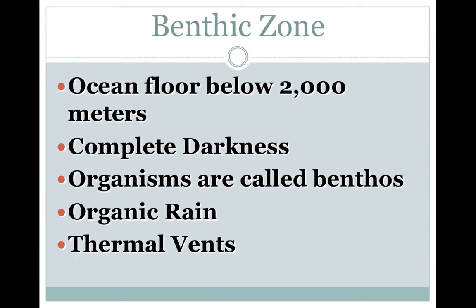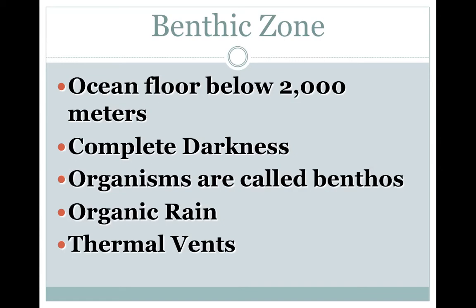And then finally, we have the benthic zone, or the abyssal plain. This is open ocean. This is below 2,000 meters. It's very dark down there, and the organisms that live there are called benthos organisms. You get your nutrients from two different sources. You have organic rain. Organic rain is just any kind of organics that are coming from above, coming down through the ocean.